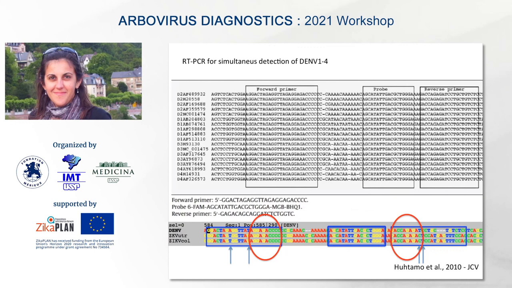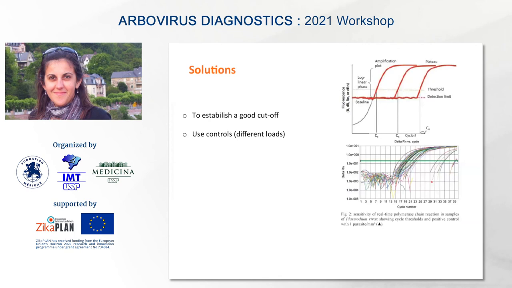The solution, well, if you only have this test available and no time to order another one, you can try to establish new cutoff values. You can try using more positive controls with different viral loads, but the best way is to design a new test.